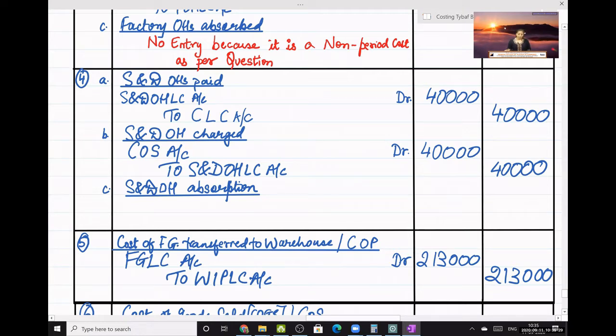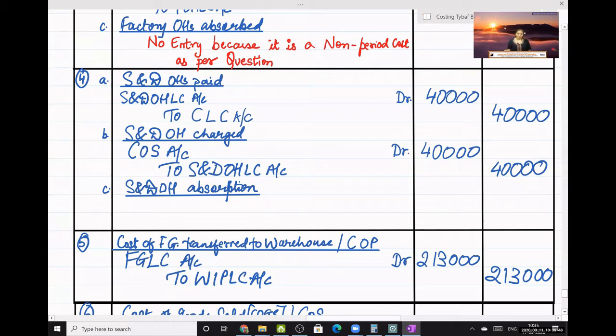So finished goods ledger control account debit to WIP ledger control. Okay. See, they will never give you an exam directly. Cost of production, cost of goods sold. थोड़ा घुमा फिरा के पूछेंगे. Okay. वही meaning होगा, but थोड़ा घुमा के पूछेंगे. Okay, so that you get confused.